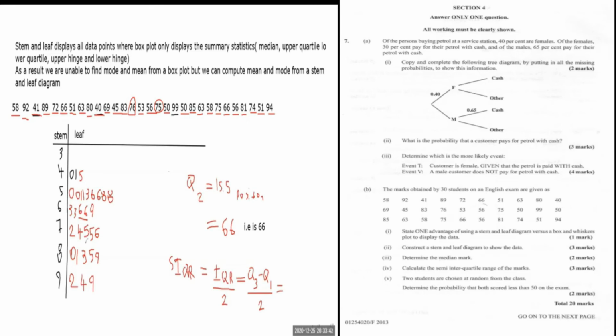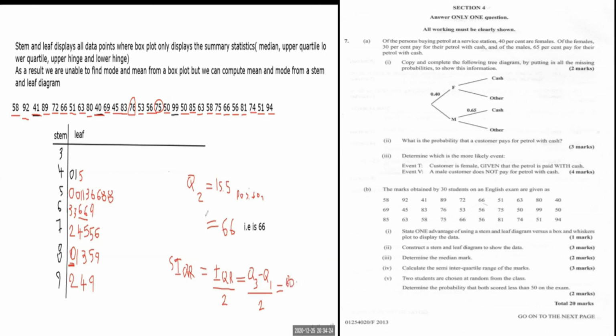All right, so let's find Q3. Now, the position of Q3 is going to be 3/4 of n plus 1. So it's going to be 3/4 of 31, and that's the 23rd term. So let's go there. 2, 3, 4, 5, 6, 7, 8, 9, 10, 11, 12, 13, 14, 15. So it's going to be the 8th term from here. 1, 2, 3, 4, 5, 6, 7, 8. So this is Q3. Q3 is 80.